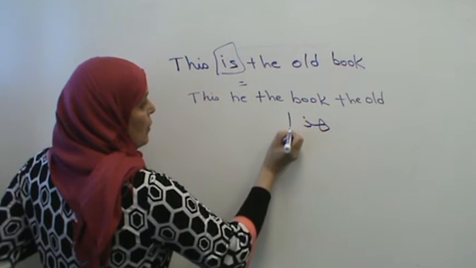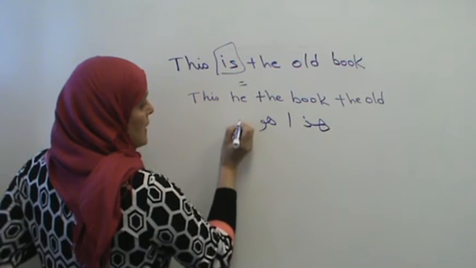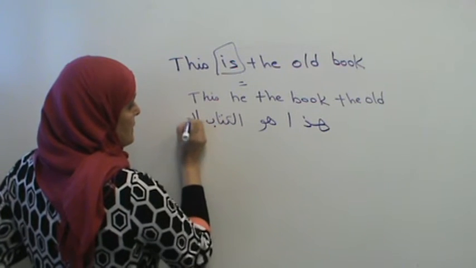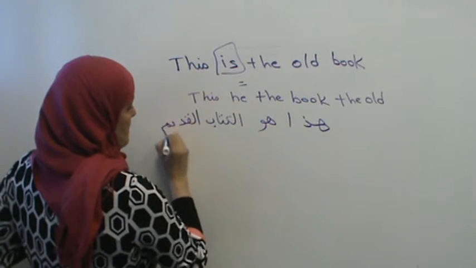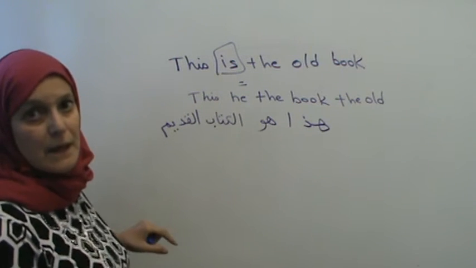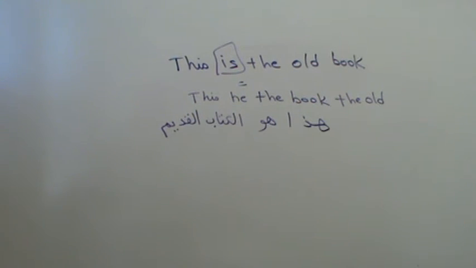It's going to come here: هذا هو الكتاب القديم. Okay, I want to see it. So this is the old book, and you put this, he, the book, the old. This is هذا هو الكتاب القديم.